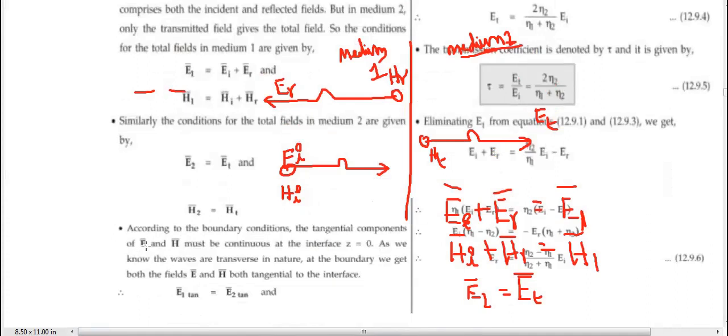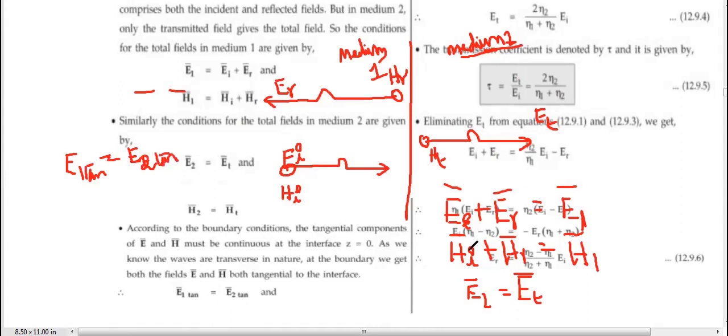According to the boundary conditions, the tangential components of E bar and H bar must be continuous at the interface Z equal to 0. As we know, the waves are transverse in nature, so at the boundary both fields E bar and H bar are tangential to the interface, E1 tan is equal to E2 tan. Okay, according to the boundary conditions we already know from Maxwell's equations, for boundary surfaces between dielectric and conductor, and dielectric and dielectric, for continuity E1 tan is equal to E2 tan.